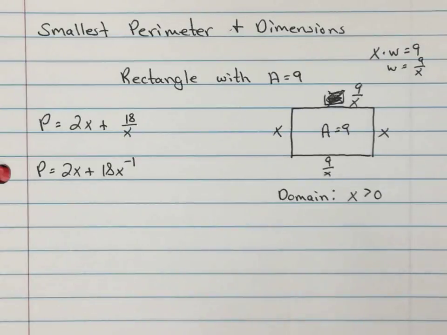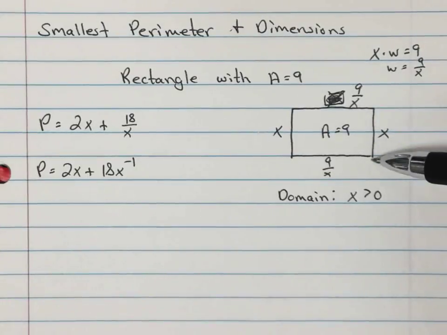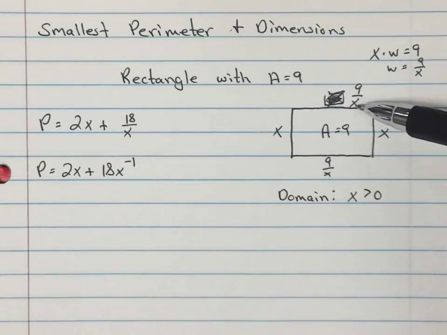Now the question is, could x be something like 100? Can I do 9 divided by 100? Sure. If x is 100, then you've got 9 100ths, and I guess x could be 1,000,000 here. If x is 1,000,000, then you've got 9 divided by 1,000,000, which is a really skinny side, but it's possible.